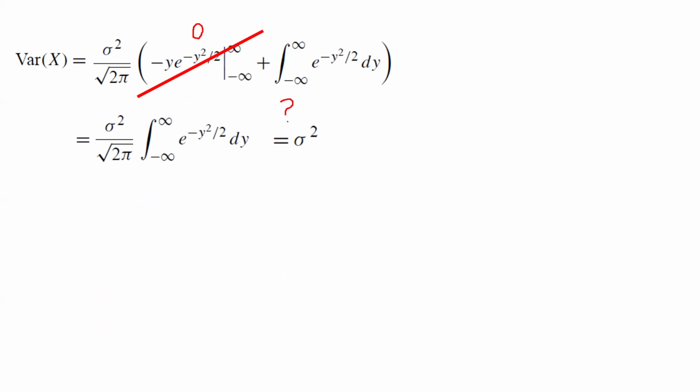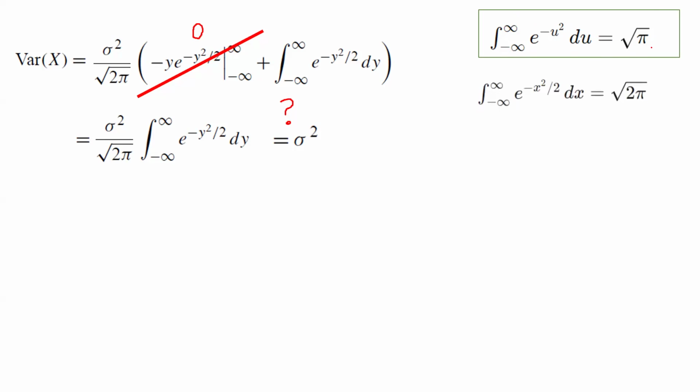How are we going to do the calculation? To do the calculation, we want to use the Gaussian integral. The Gaussian integral says the integral of e to the power negative u squared du, when u ranges from negative infinity to infinity, is square root of pi. Now, you're going to use the Gaussian integral and show that the integral of e to the power negative x squared divided by 2 dx is indeed square root of 2 pi.